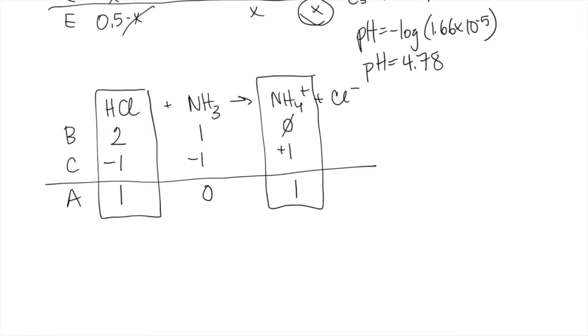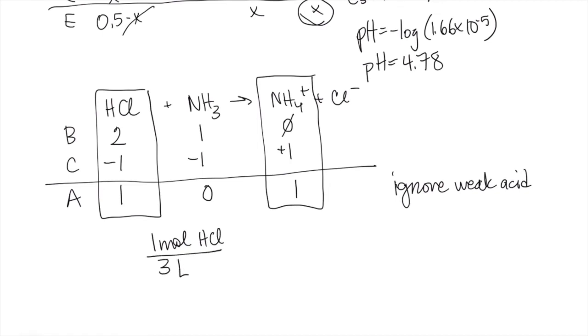Because these are equal concentrations, I know I can ignore the weak acid because the strong acid is going to dominate. My concentration of HCl: I have 1 mole of HCl here, but I actually had it in 3 liters because I had 2 liters of HCl and 1 liter of NH3. So that gives me a concentration of 0.33. If I take the negative log of 0.33, that gives me my pH, which is 0.48.